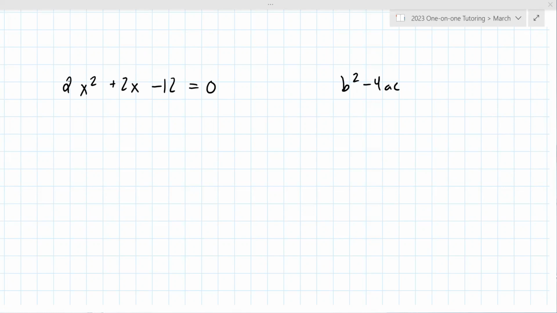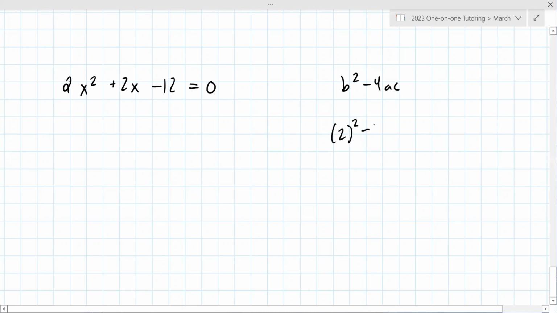How are you doing on this one? I got it. What is your answer? Negative 100. So it is 100, but it is positive. So let's take a look at that. That's 2 squared minus 4 times 2 times minus 12.